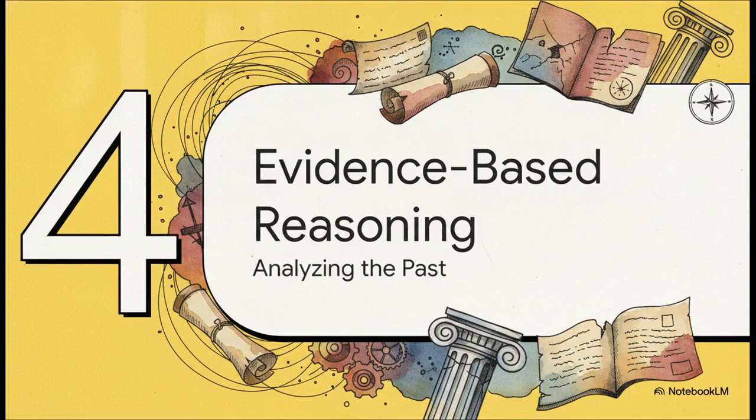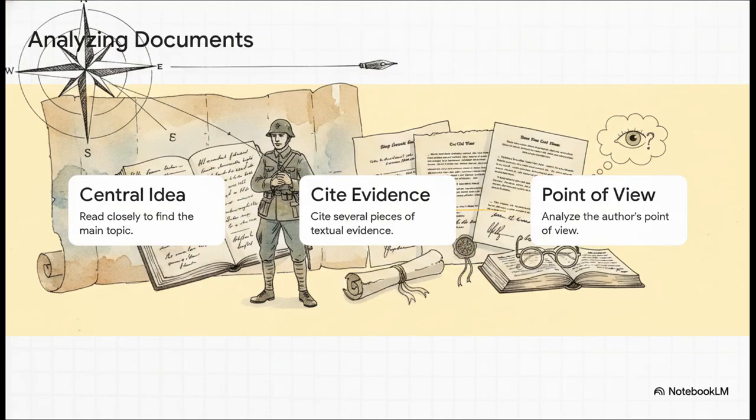Let's roll right into Section 4, evidence-based reasoning. Whenever you sit down to analyze a historical document, whether that's a soldier's muddy diary or a top-secret treaty from the Cold War, you're going to follow 3 exact steps. First, figure out the central idea. Ask yourself, what is this document mainly about? Second, cite your evidence. Pull the exact quotes that prove your point to the jury. And third, and honestly this one is absolutely critical, analyze the point of view. Who wrote this and why did they write it?